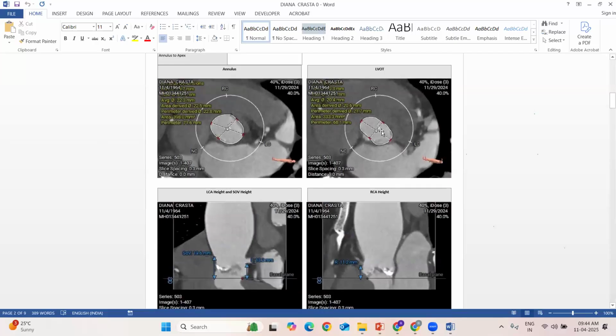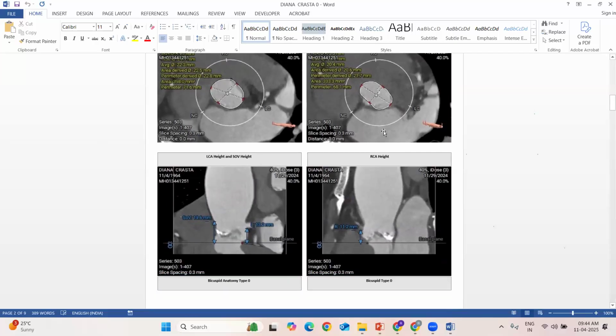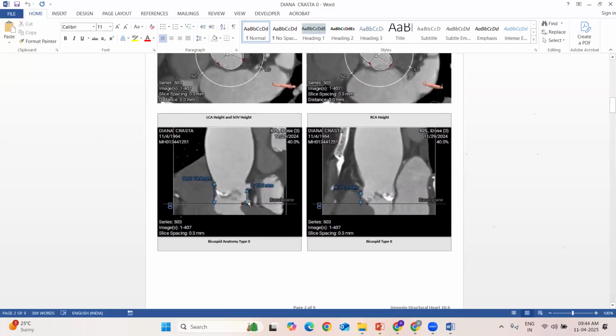It's not very significant. Now coming to the LCA height. Can you see this 13.2? From the annulus to this coronary opening, this is 13.2. For any valve selection, this height should be more than 10. So coronary artery height should be more than 10. And this is the right coronary artery height, 11.2. So no way your valve or your commissure is going to come in front of this coronary and cause blockage.